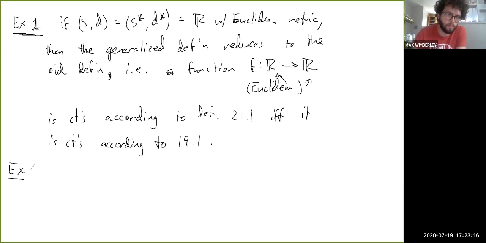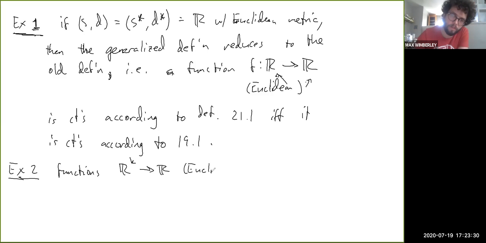Another example would be functions from R^k to R with Euclidean metrics.